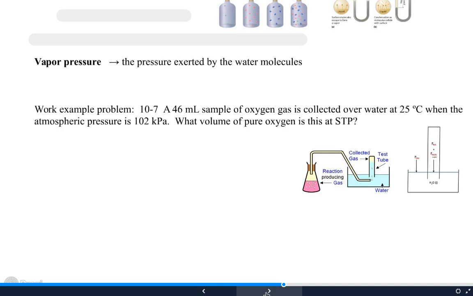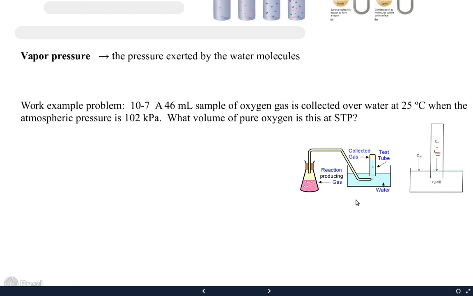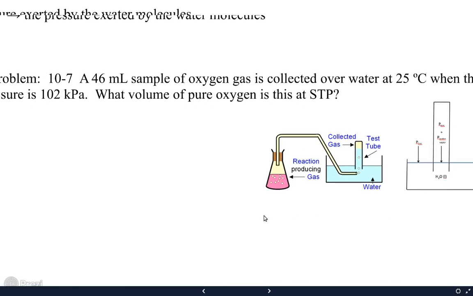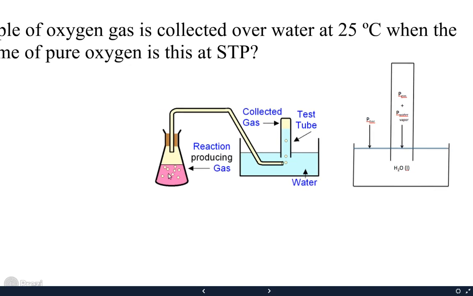All right, now this is the picture I want to look at. Whoops. I thought I pointed to it, I didn't. So when we collect something over water, this is what happens. When you do a reaction in an Erlenmeyer flask or some kind of vessel, and the gas forms and goes up through this tube, and we put it underneath water, and then it bubbles out. Because see, we want to catch the gas. If we just let it bubble out in the air, we're not catching it. So it bubbles through the water, and we catch it up here.